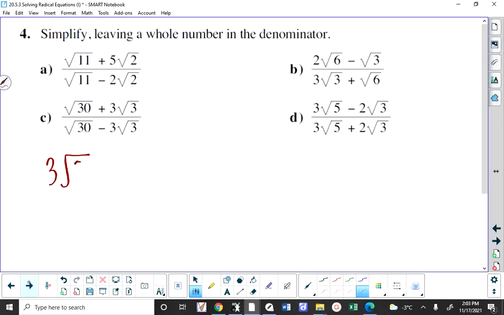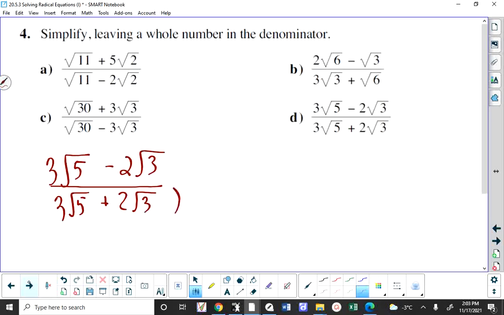3 root 5 minus 2 root 3, divided by 3 root 5 plus 2 root 3. By the way, it's a fluke in this question that it's 2 root 3 on the top and the bottom and 3 root 5 on the top and the bottom. It doesn't have to be that way.